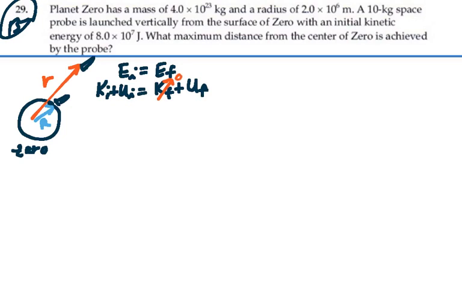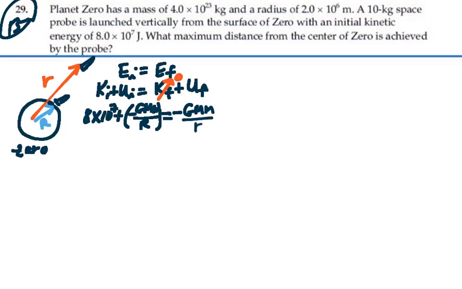So what we have is our initial kinetic energy, which we're told is 8 times 10 to the 7 joules, plus our initial gravitational potential energy, negative G, mass of the planet, mass of the satellite, over our initial radius, which is the radius of the planet. That should equal our final potential energy, which is negative G, mass of the planet, mass of the satellite, over our final radius from the planet, which is r.